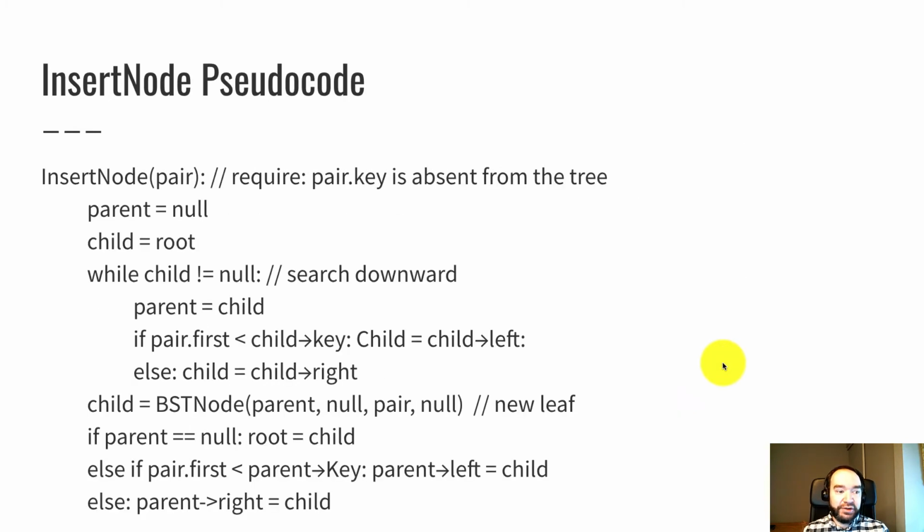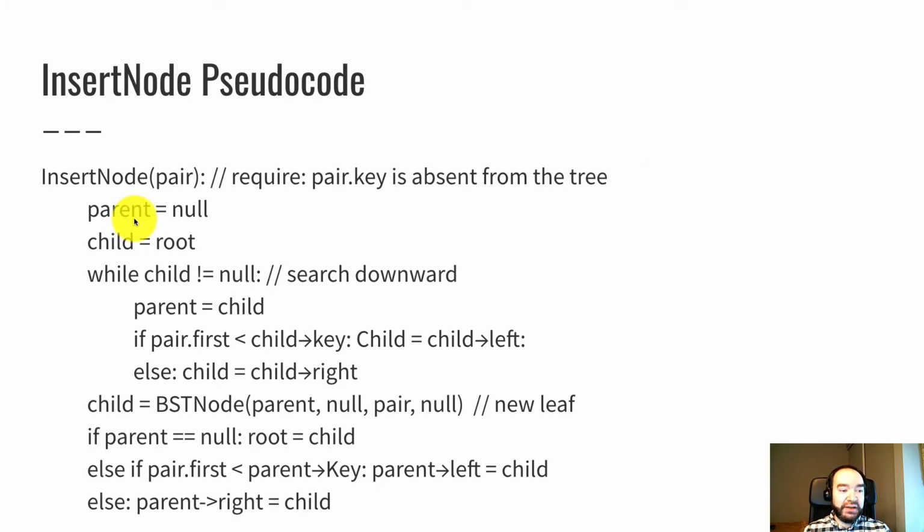Let's see this in pseudocode. So this is my insert node operation. It's given a pair to insert into the tree. Remember, this code assumes and requires that the pair's key is absent from the tree. This assumes that we actually need to create a new node in the tree and change the tree that way.